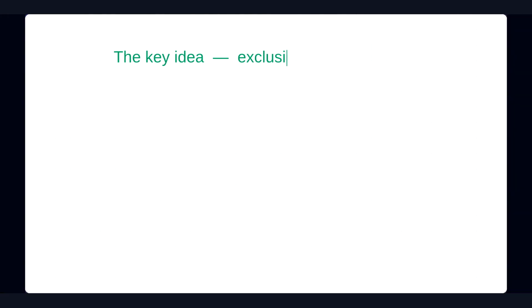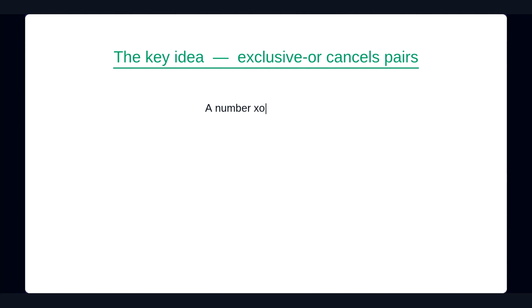XOR has two magical properties. A number combined with itself gives 0, and a number combined with 0 gives itself back. So if we XOR every element together, each value that appears twice cancels itself out to 0. The only value left standing is the one that appeared once. The order does not even matter.